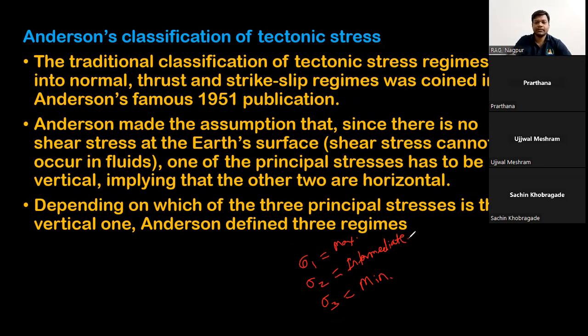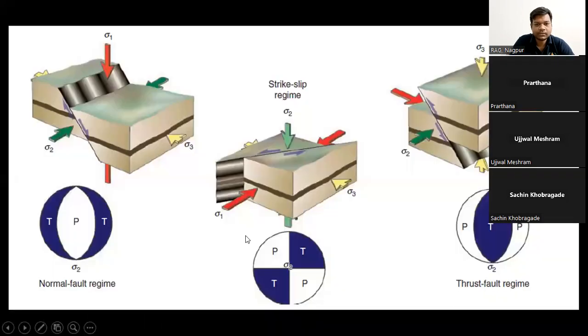On the basis of these three concepts, Anderson has given the theory, or he has classified the faults into three different types based on the principal stresses. Those are normal faults, strike slip faults, and reverse faults. What are those? Let us see. Now this is Anderson's classification.